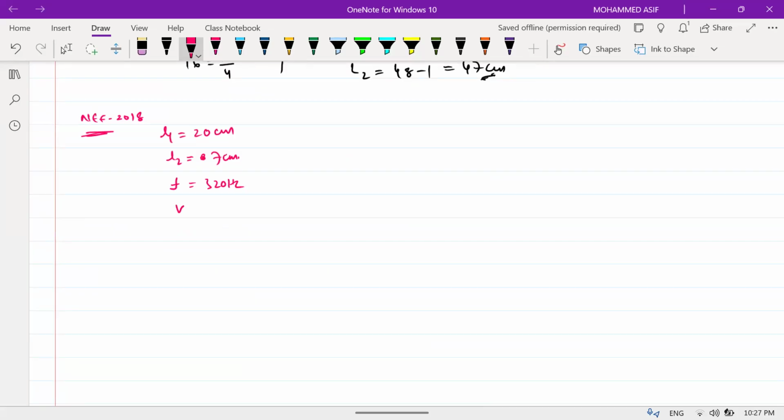Okay, the speed of the sound is how much? Can you tell me what formula I can use when L1 and L2 are given? V is equal to how much? 2 times frequency into L2 minus L1. So V is equal to 2 into frequency, 320, into L2, which is 73 centimeters, minus 20. So how much will it be, beta?